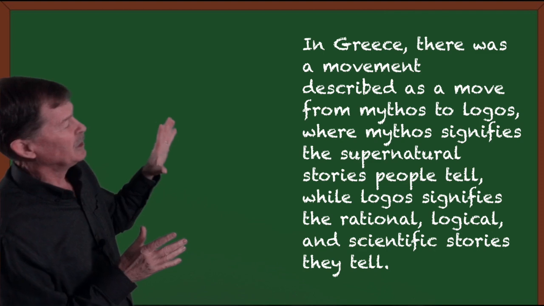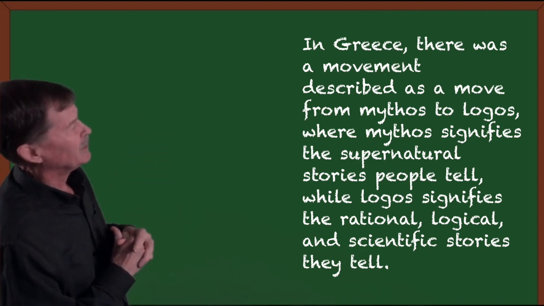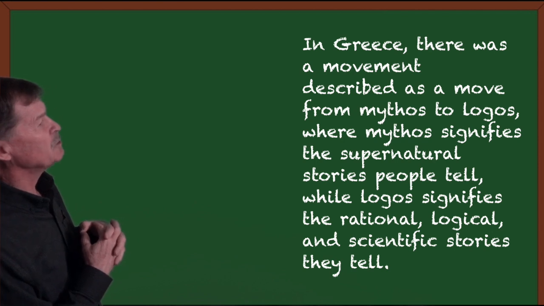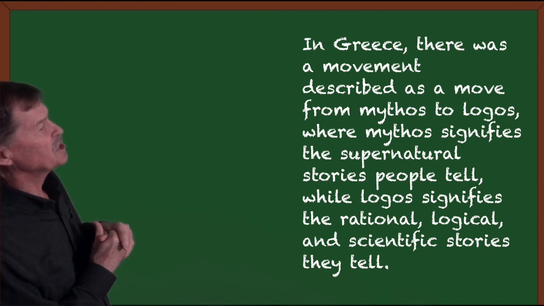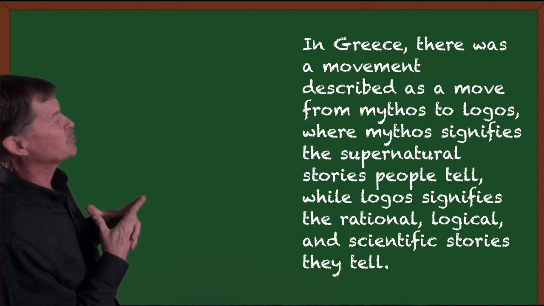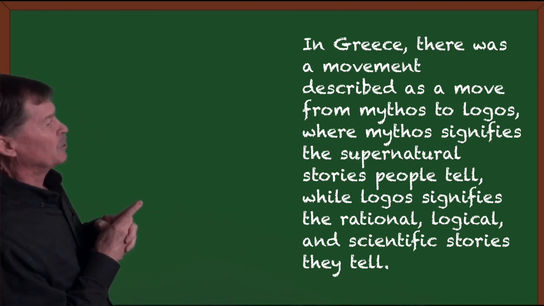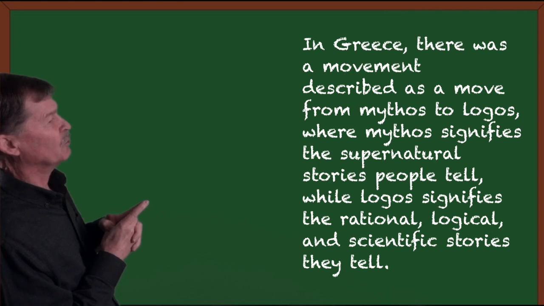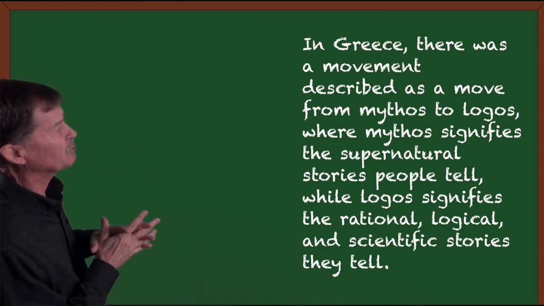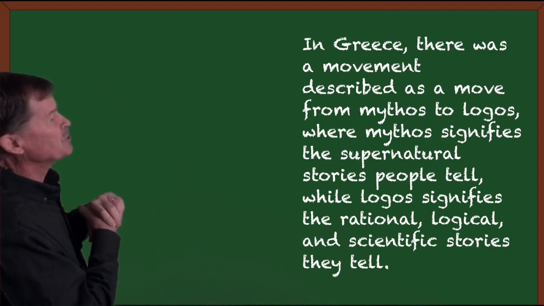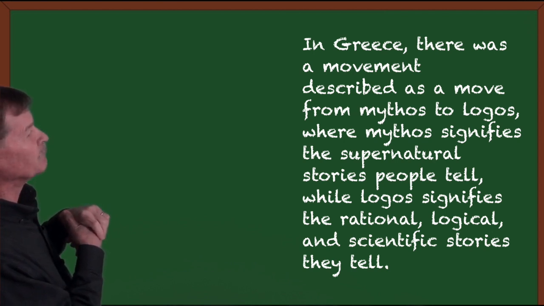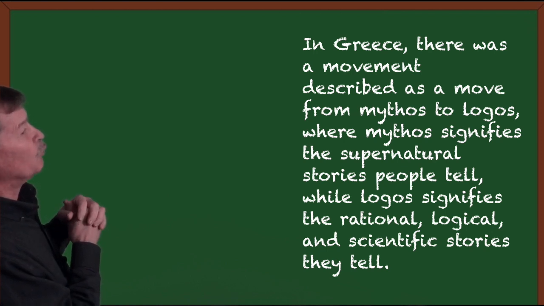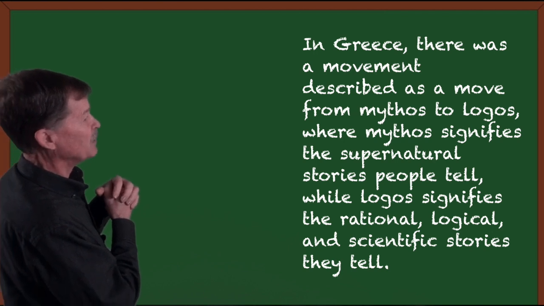But then years later, there was a movement. In Greece, there was a movement described as a move from mythos to logos, where mythos signifies now the supernatural stories people tell, while logos signifies the rational, logical, and scientific stories they tell. Okay, so let me read this again. In Greece, there was a movement described as a move from mythos to logos, where mythos signifies the supernatural stories people tell, while logos signifies the rational, logical, and scientific stories they tell.